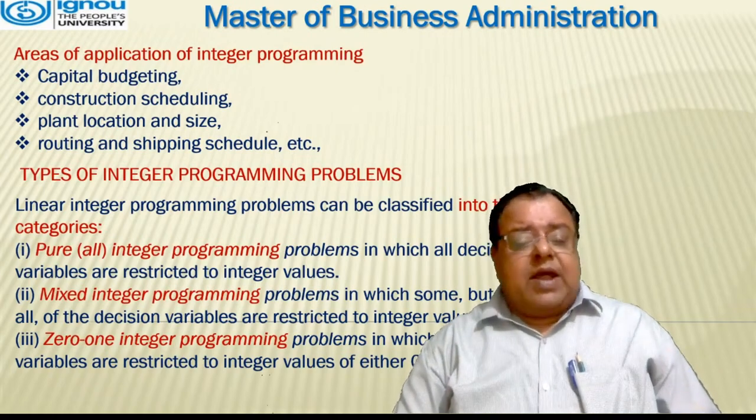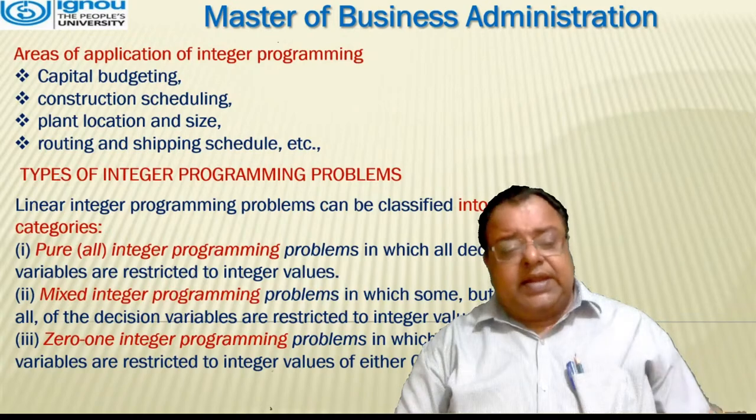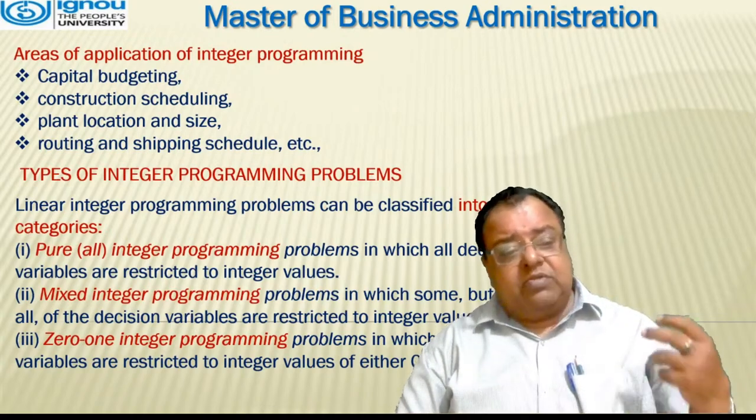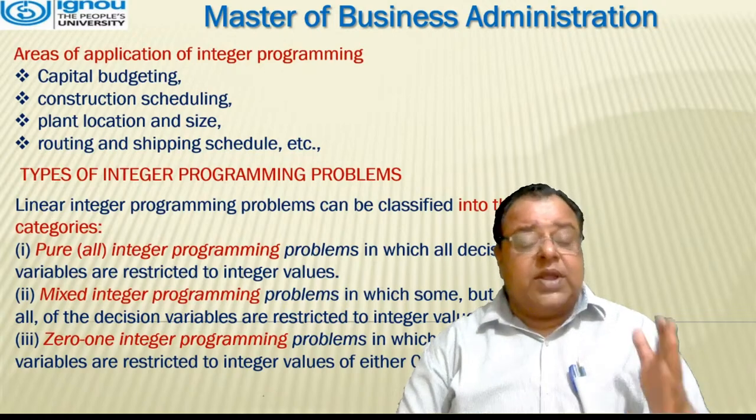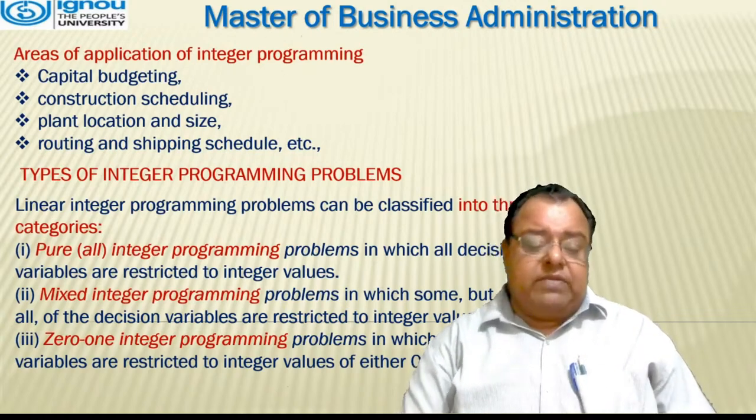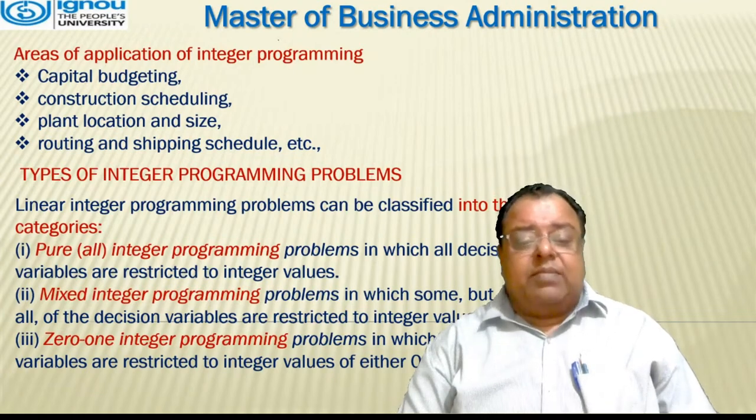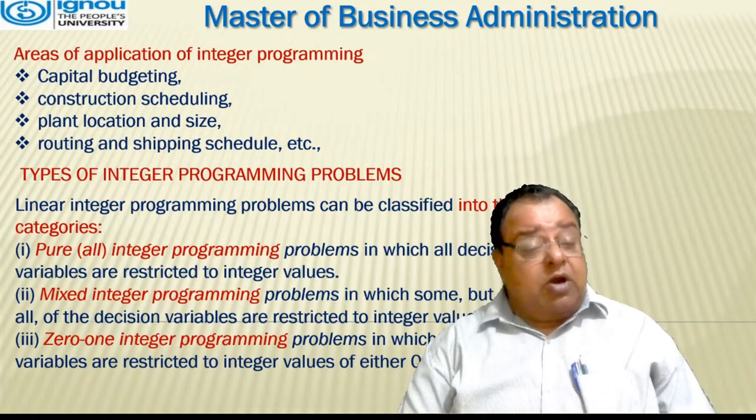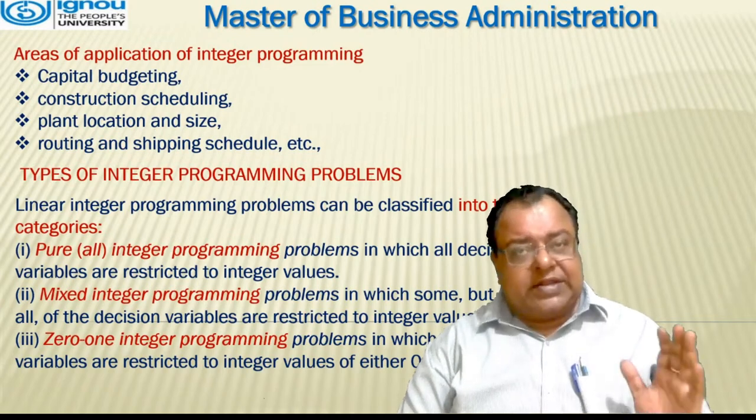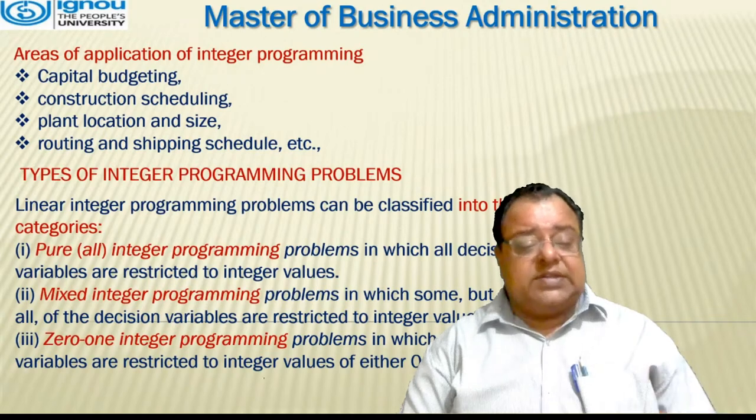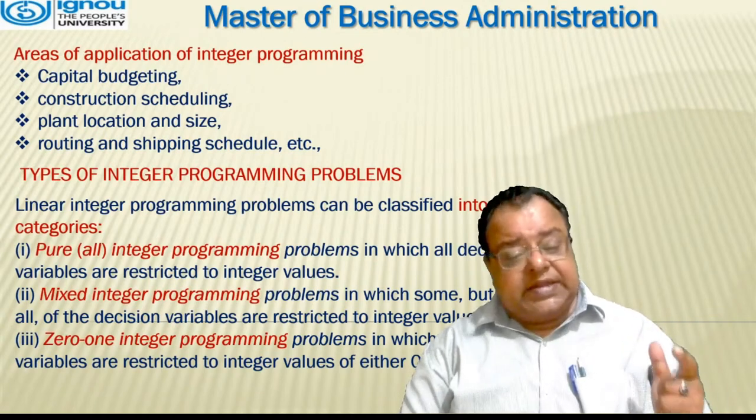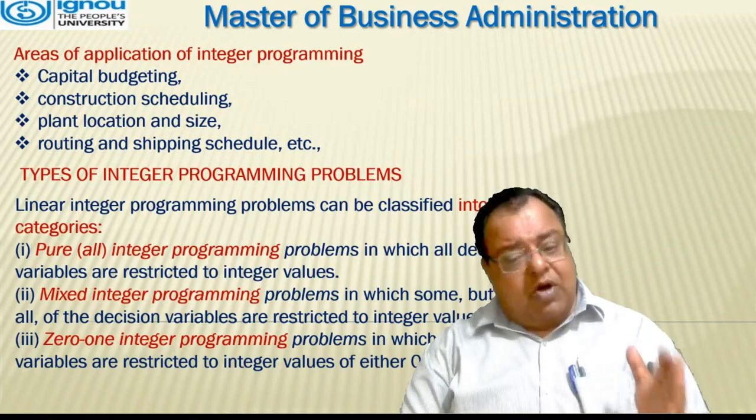Types of integer programming problems. Linear integer programming problems can be classified into three categories. The first one is pure, or all-integer, programming problems, in which all decision variables are restricted to integer values. Second, mixed integer programming problems, in which some but not all the decision variables are restricted to integer values. Third is the 0-1 integer programming problem, in which all decision variables are restricted to integer values of either 0 or 1.